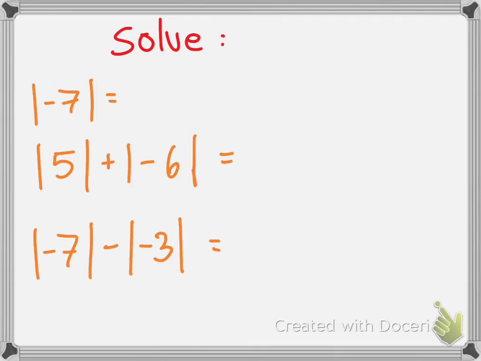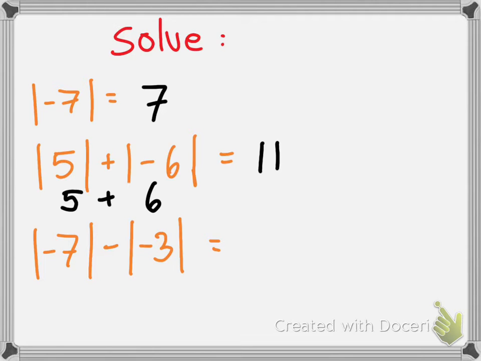So in the chat, I want you guys to solve this. I'm actually going to call on you. Dolan, what is the answer to the absolute value of negative 7? 7. Yeah, it's just 7. It comes out positive. The next one's a little bit trickier because we're adding. So, Romina, what's the absolute value of 5 equal to? 5. Perfect. Sebastian, what's the absolute value of negative 6 equal to? Exactly, 6. So I added them together because that's what it is. And I get 11.